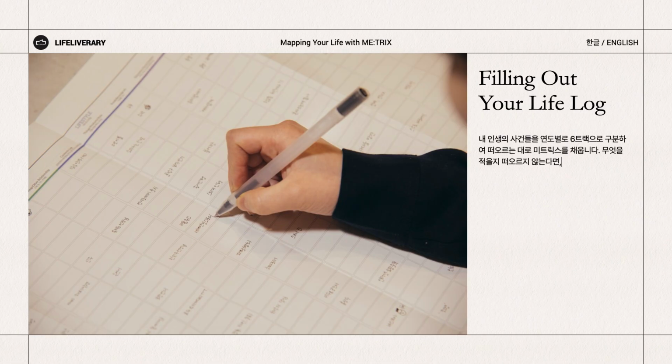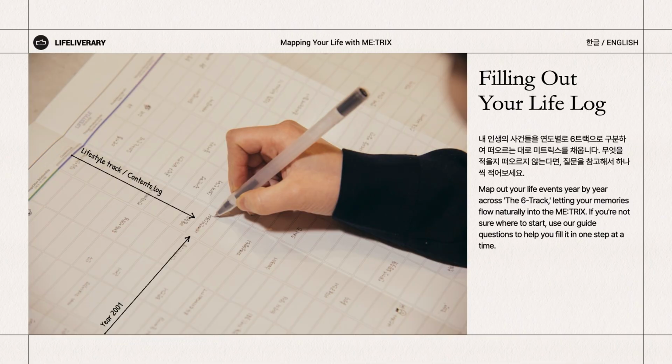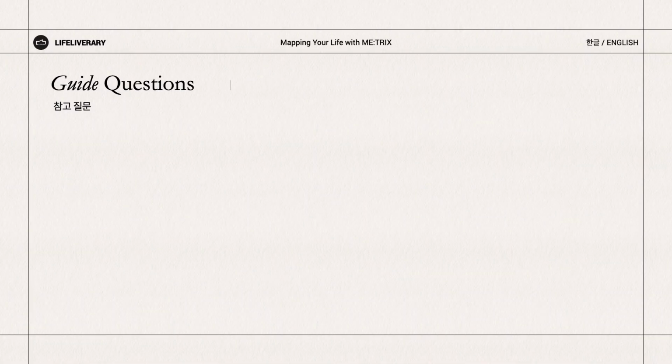Map out your life events year by year across the 6-track, letting your memories flow naturally into the Mitrix. If you're not sure where to start, use our guide questions to help you fill it in, one step at a time.